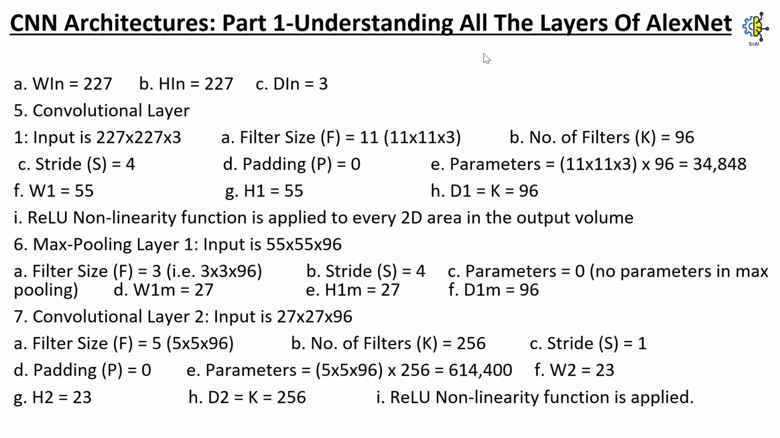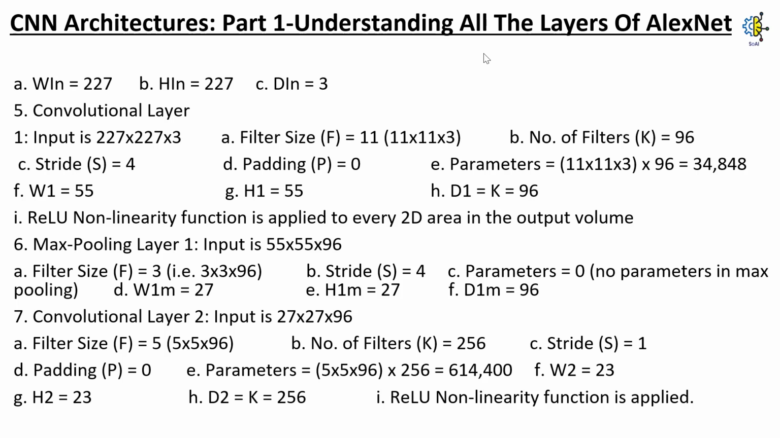Max pooling layer 1 input is 55 cross 55 cross 96. Filter size is 3. Stride 2 and parameters 0. That is, no parameters in the pooling layer. W1M is 27, H1M is 27 and D1M here is 96.